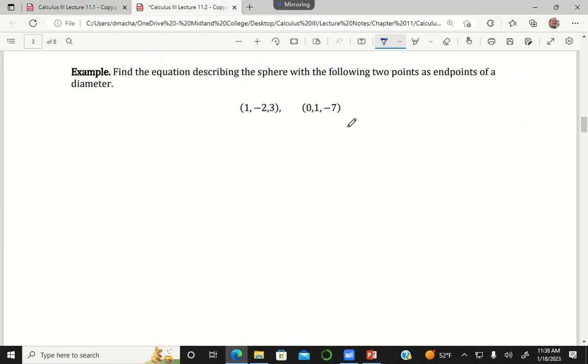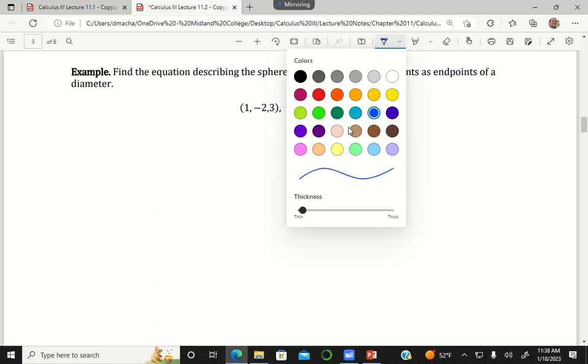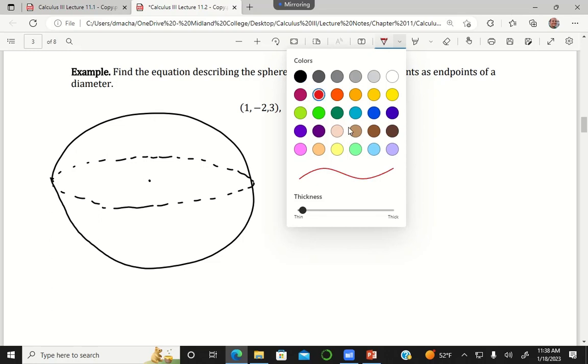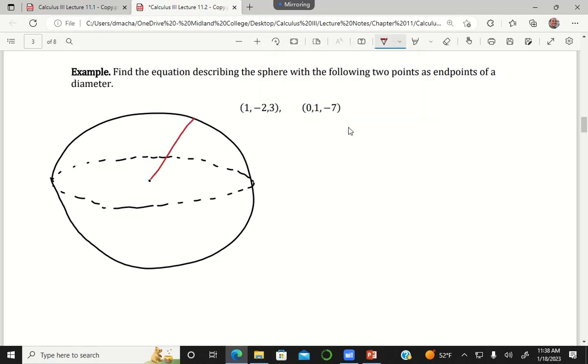Now let's find the equation describing a sphere with the following 2 points as endpoints of a diameter. So this is my very three-dimensional perfect sphere. And what it means by diameter is I'm going to draw a line from a point along the sphere through the center of the sphere, and the line segment's going to continue until I hit the sphere on the other side. And so one of these points is going to be 1, negative 2, 3. And then the other endpoint of this diameter is going to be 0, 1, negative 7. Okay?